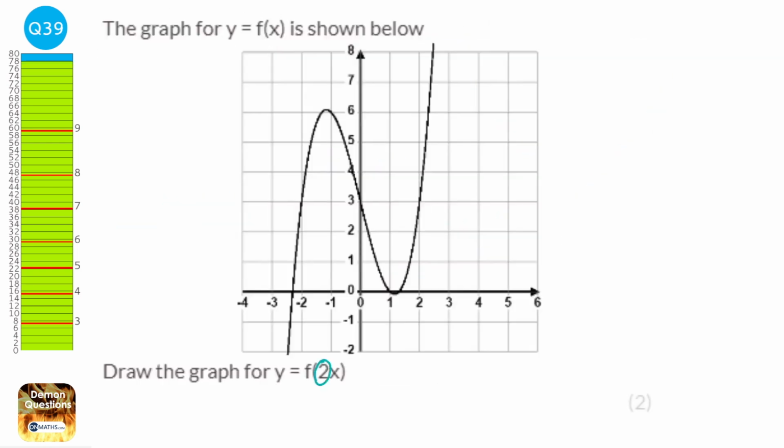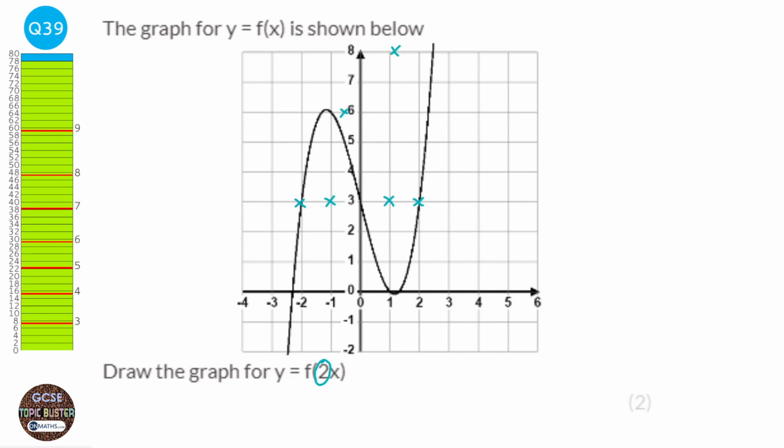When we have a times 2 inside the function, so it's 2x, it actually does the inverse to the x coordinates. So it actually divides all the x coordinates by 2. So if we see this coordinate here, which is 2, 3, that will now become 1, 3 on our graph. And this one here is at minus 2, 3, that will be minus 1, 3. And similar to all of these points, so we're just dividing each of the coordinates by 2. We're halving each of the coordinates.